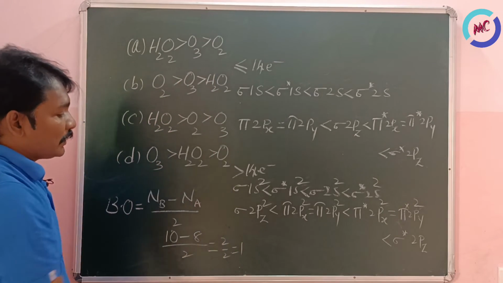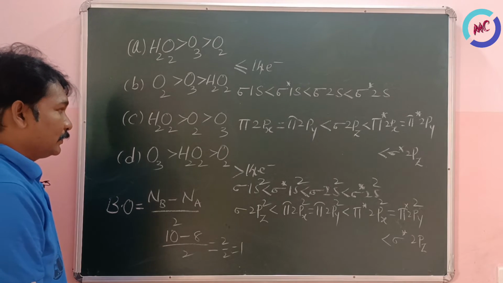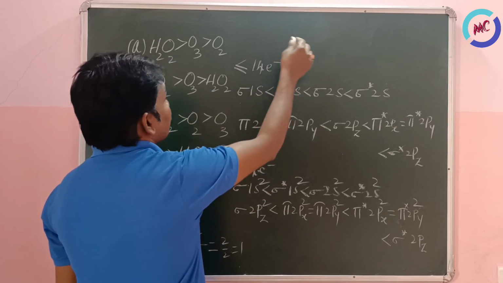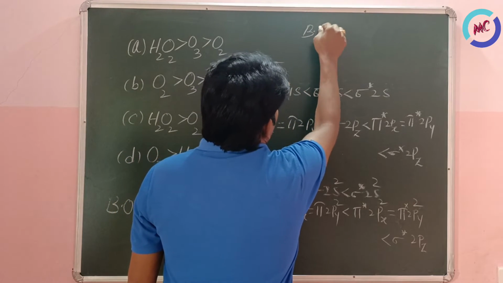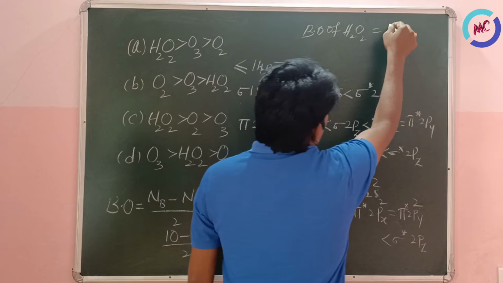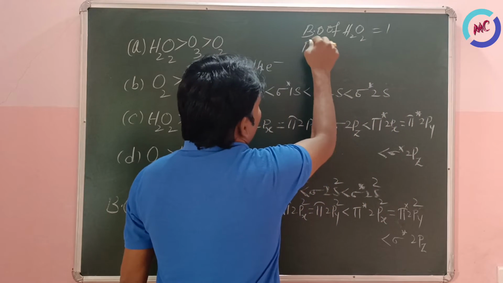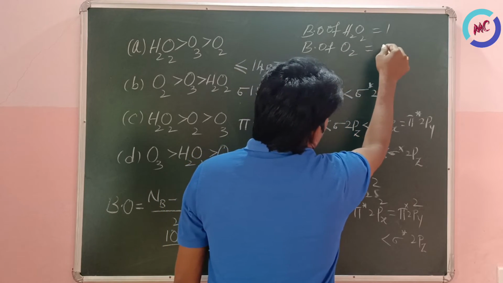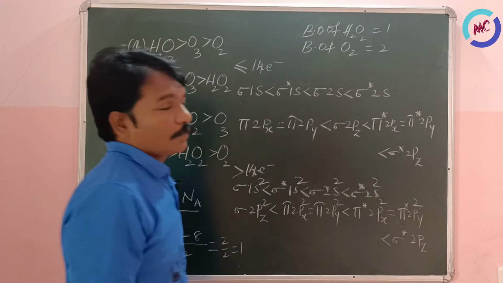Now, in case of oxygen, we already calculated. In case of oxygen, here I am writing: bond order of H2O2 is equal to 1, and bond order of O2 we already calculated, that is equal to 2.